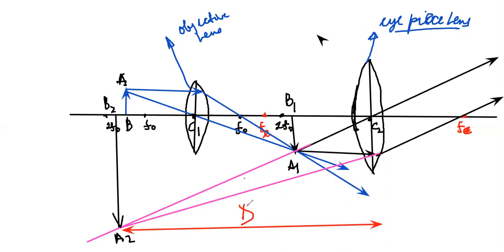Next, we move on to the concept of magnifying power. That is also very, very important. So what is magnifying power? The magnifying power of a compound microscope is the angle formed by the image with the eye. So that means over here the image is A2B2.